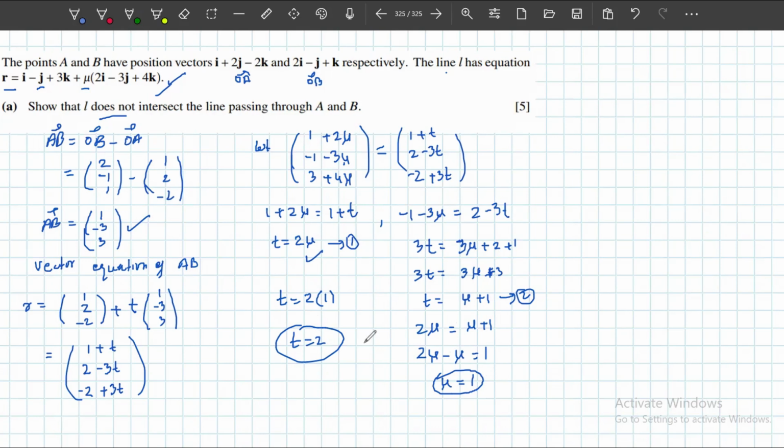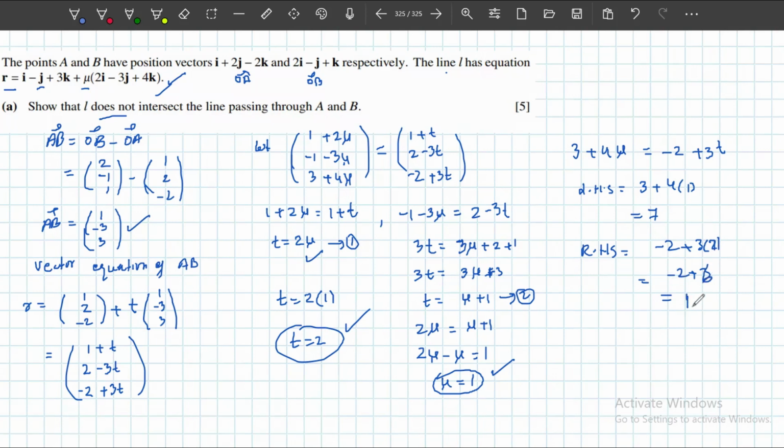Now that we have found the value of t as well as mu, we will replace them in the third parametric equation, which is 3 plus 4 mu is equal to minus 2 plus 3t. The left hand side gives me 3 plus 4 times mu, which is 1, that gives me 7. And on the right hand side, we have minus 2 plus 3 times t, where t is 2. So 3 twos are 6, 6 minus 2 gives me 4. But remember that the left hand side is not equal to the right hand side, meaning 7 cannot be equal to 4.